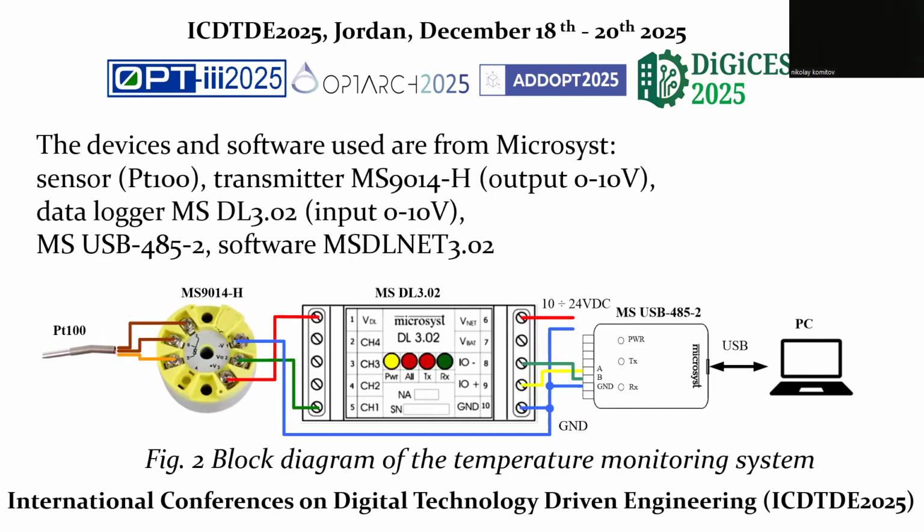The devices and software used are a microsystem sensor transmitter with output 0 to 10 volts, a data logger with 4 inputs with 0 to 10 volts, a USB converter 485, and software MSDL-net 3.02. Figure 2 shows the block diagram of the temperature monitoring system.